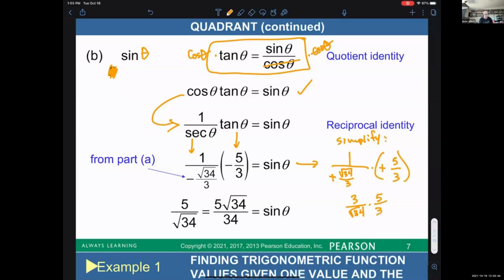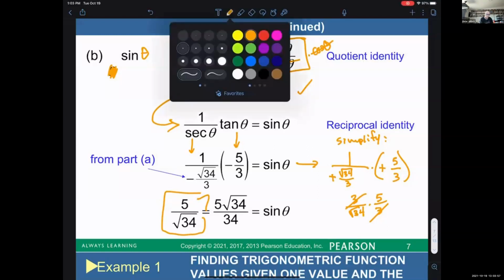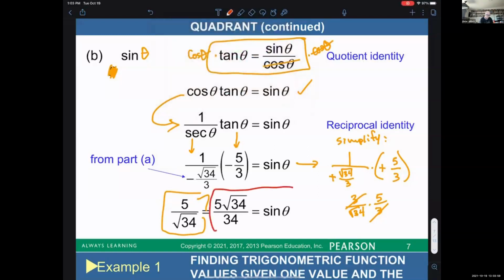And then when you multiply 3 over root 34 by 5 over 3, the 3's cancel, and that's how they ended up with this. And then they rationalized the denominator to get their final answer for sine. So in this part B, we had to use the answer that we got from part A in order to replace secant theta with that value.